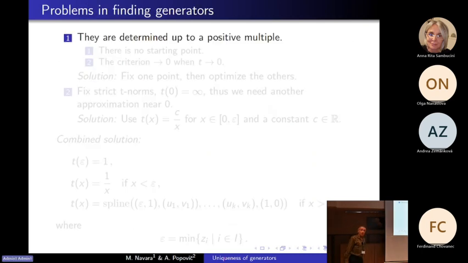Now, what are problems of this? First of all, the generator is determined, additive generator is determined only up to a positive multiple. So that you can multiply it by anything. First of all, there is no starting point. Where to start? It can be everywhere.